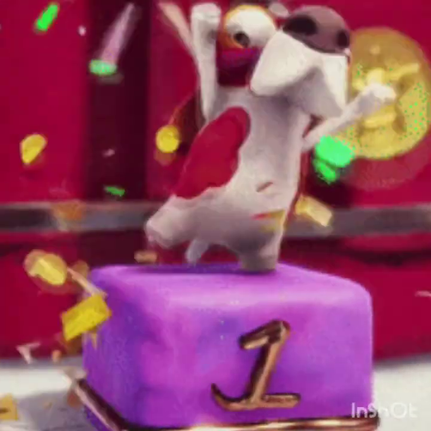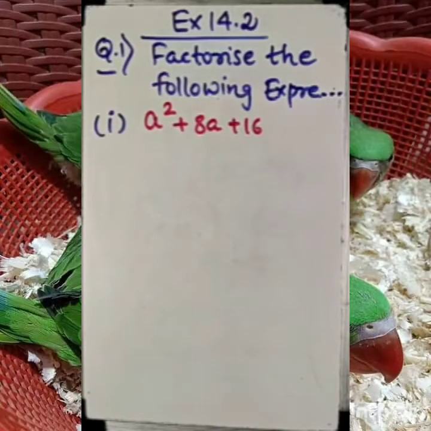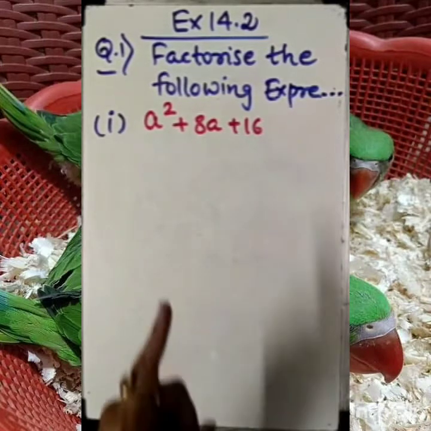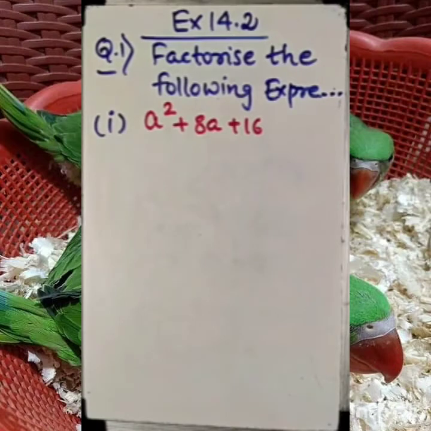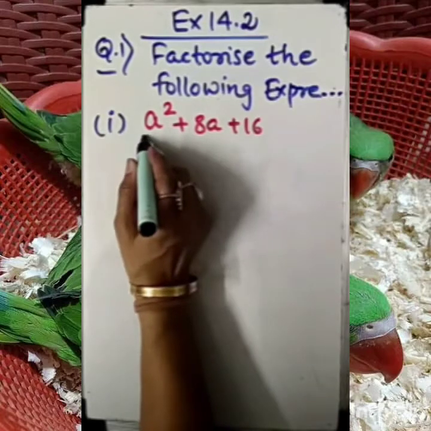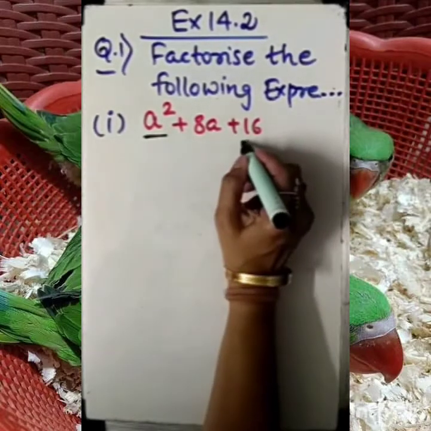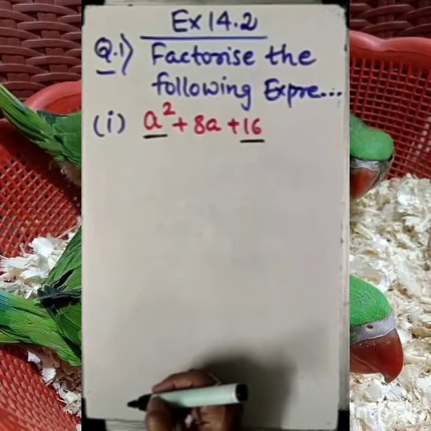So the first one, what we are given, a square plus 8a plus 16. Now how to apply the identity here and how to get the factors of this given expression? Let's understand. In that, you can see the first term is a perfect square of a, the last term is a perfect square of 4. You know, 4 squared is 16.